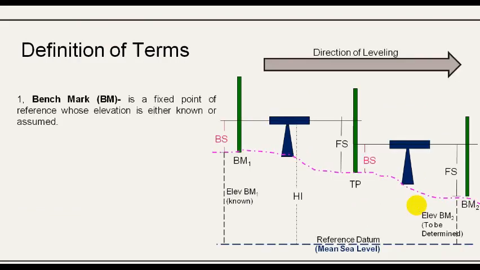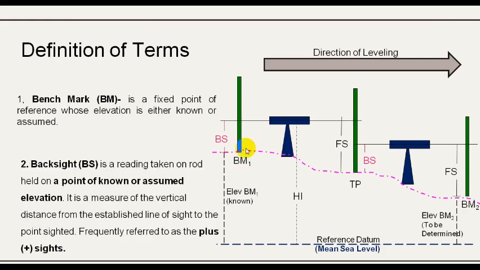So, definitions. First, the benchmark is a fixed point of reference whose elevation is known or assumed. So, this is the benchmark. Second, the backside is a reading taken on the rod held on a point of known or assumed elevation. For backside, assuming this is your direction of leveling, your readings opposite to your direction of leveling are called backside. For this case, from here to here is our backside.